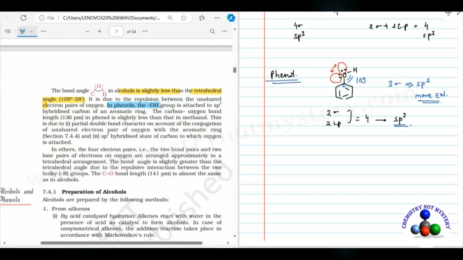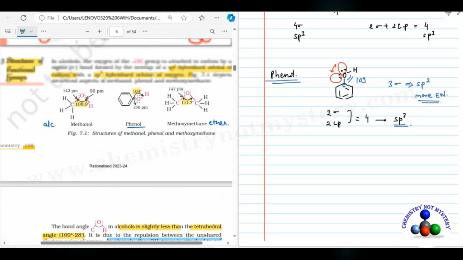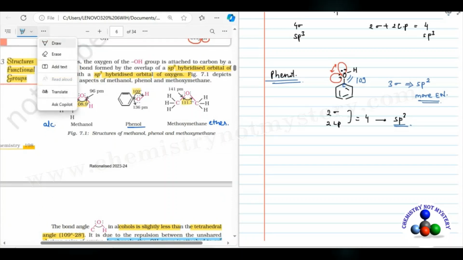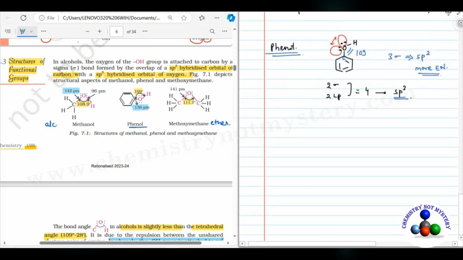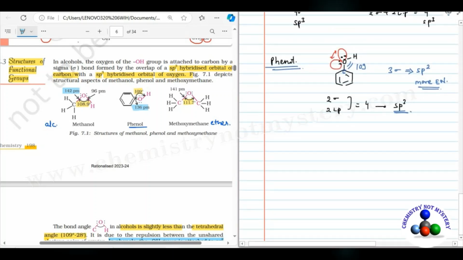In phenol, the OH group is attached to the sp2 hybridized carbon of an aromatic ring. The carbon-oxygen bond length in phenol is slightly less than that in methanol. So let's see what the difference in the bond length is. Here, the carbon-oxygen bond length is 142 picometer in the case of methanol, while it is 136 picometer in the case of phenol. So why is there a decrease in the bond length? Now let's try to understand why.